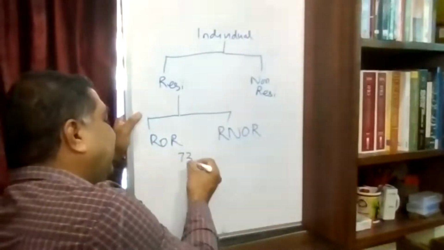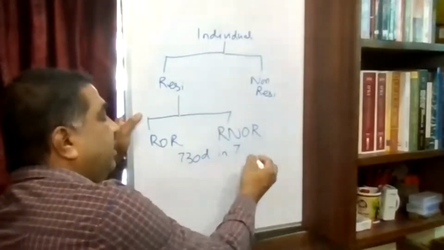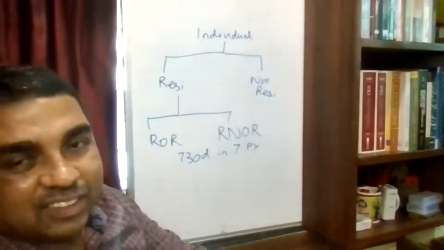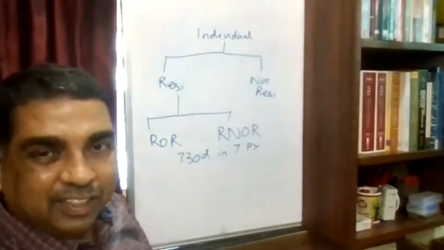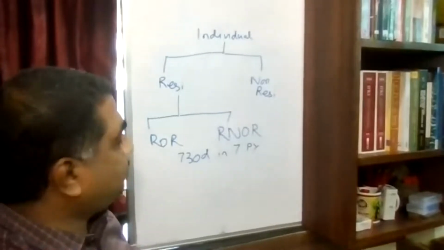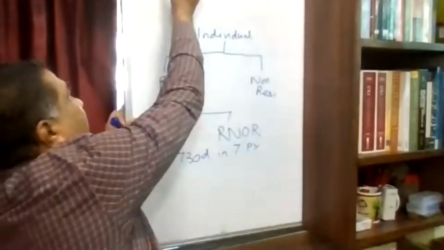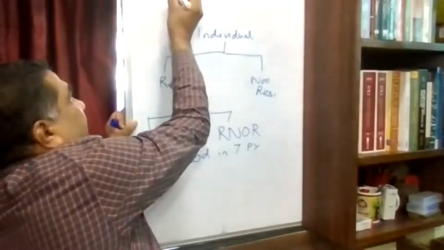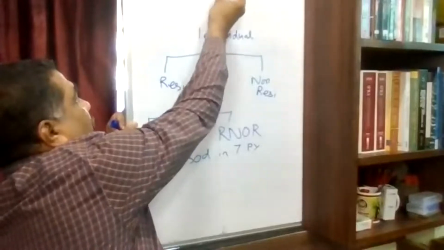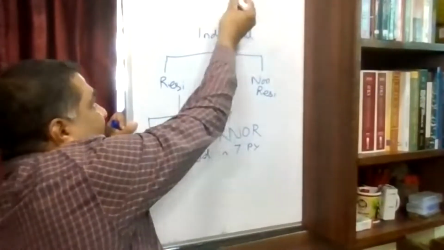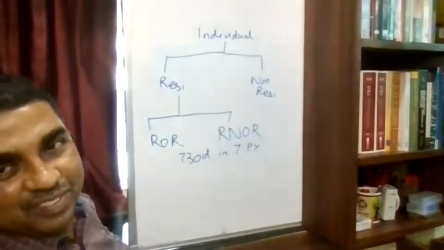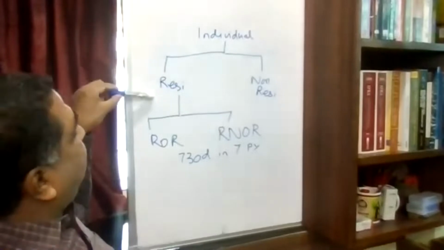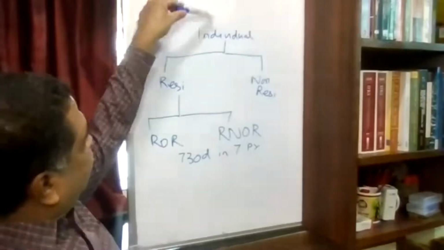You have to see 730 days in 7 previous years. 7 previous means what? You have to find out, let us say my assessment year is 22-23. What is the relevant previous year? 21-22. Relevant previous year is 21-22. This 21-22 status is relevant to know whether primarily he is resident or not. Beyond that, you have to see 7 years.